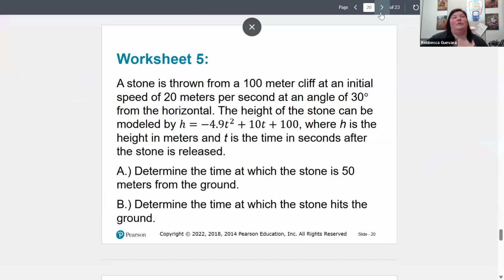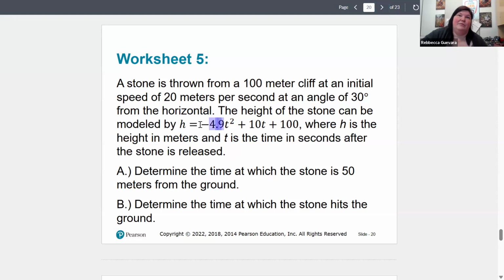So use your worksheet here. A stone is thrown from a 100-meter cliff at an initial speed of 20 meters per second at an angle of 30 degrees from the horizon. The height of the stone can be modeled by h, which is height, equal to negative 4.9 t squared plus 10t plus 100, where h is the height in meters and t is the time in seconds after the stone is thrown.